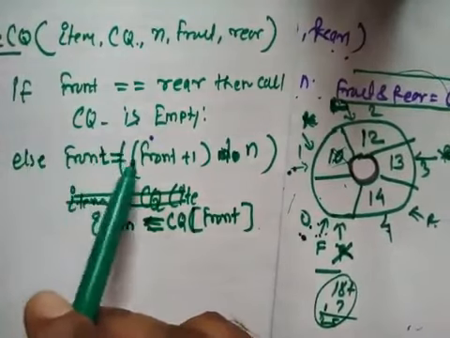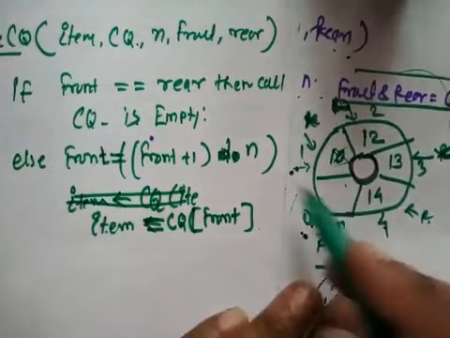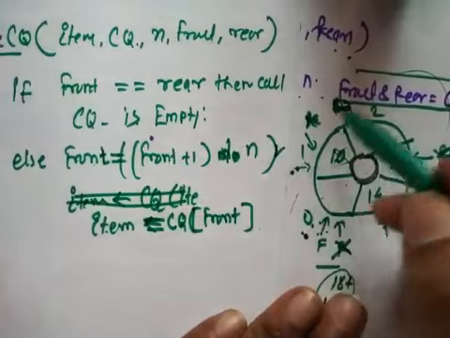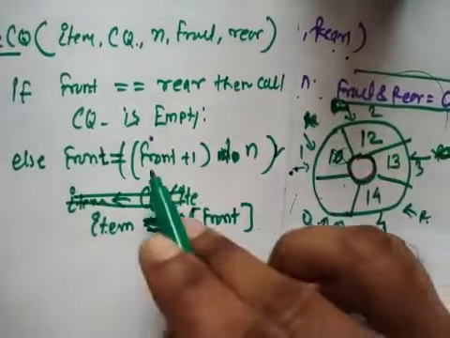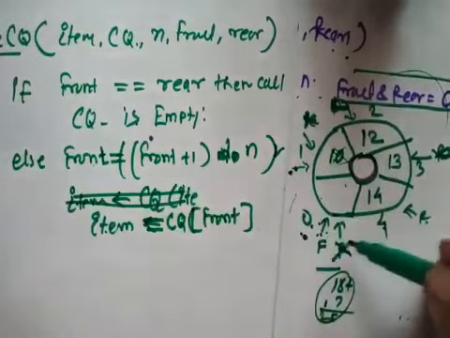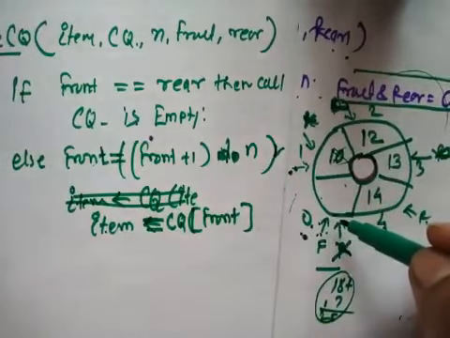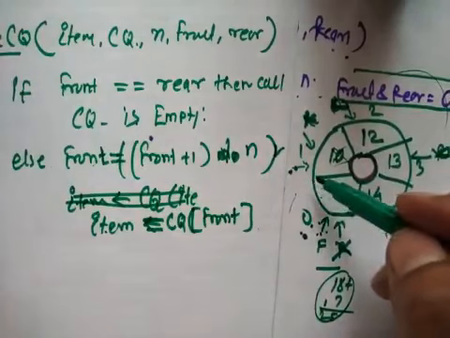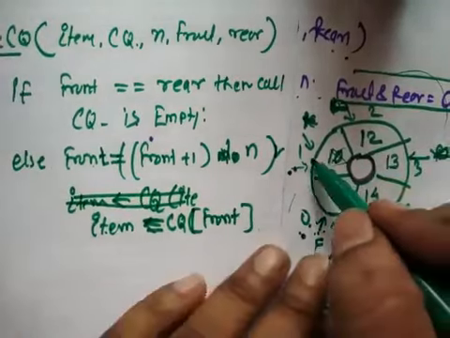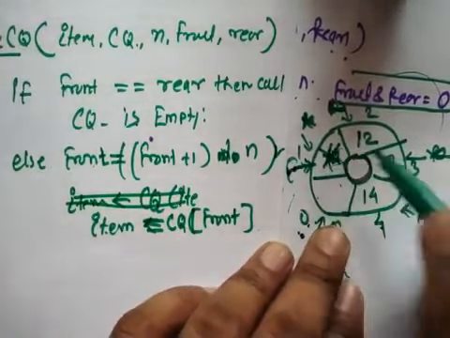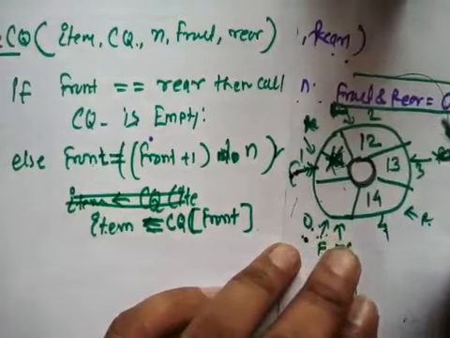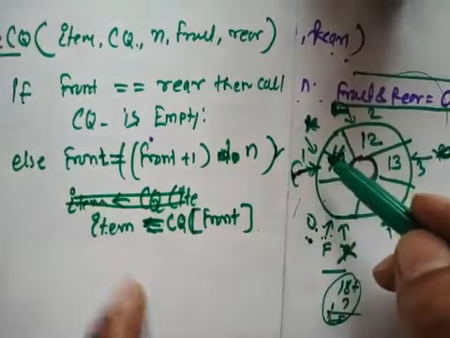So now front is equal to front plus 1. Using this statement, we are going to find the position of front. What is the front value now? 0. 0 plus 1 is 1, modulus of 5, what will it come? 1. So now front will point at index 1, which means this element is deleted from the queue.